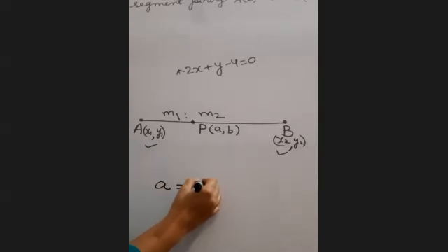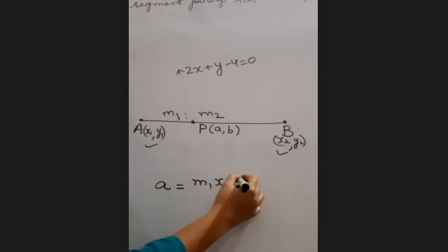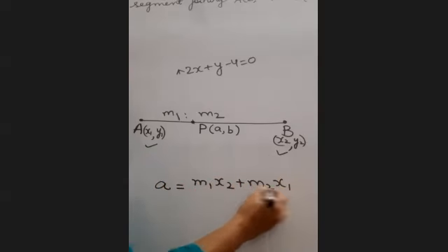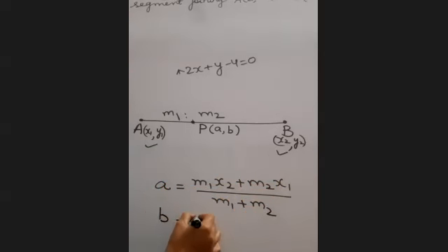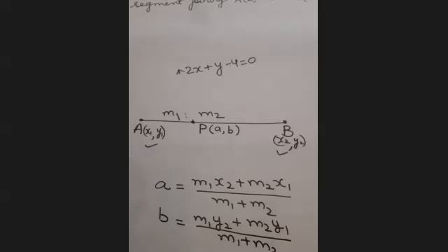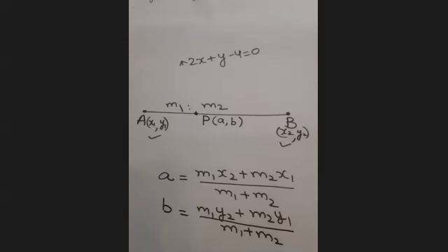Now, how does section formula work here? Section formula says that small a is equal to m1 into x2 plus m2 x1 divided by m1 plus m2, beta. Right? And small b is m1 y2 plus m2 y1 divided by m1 plus m2.